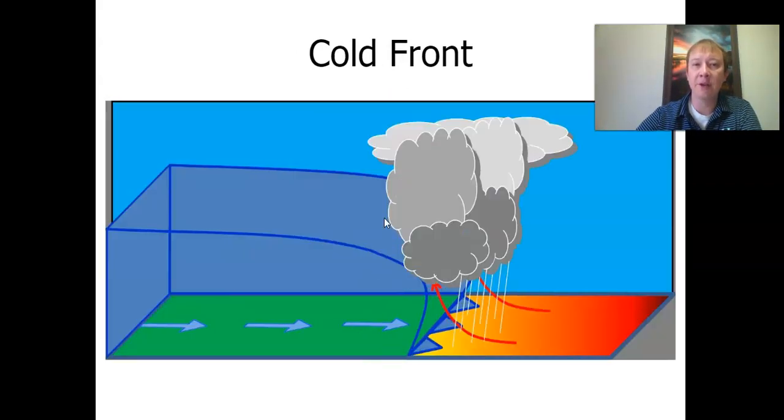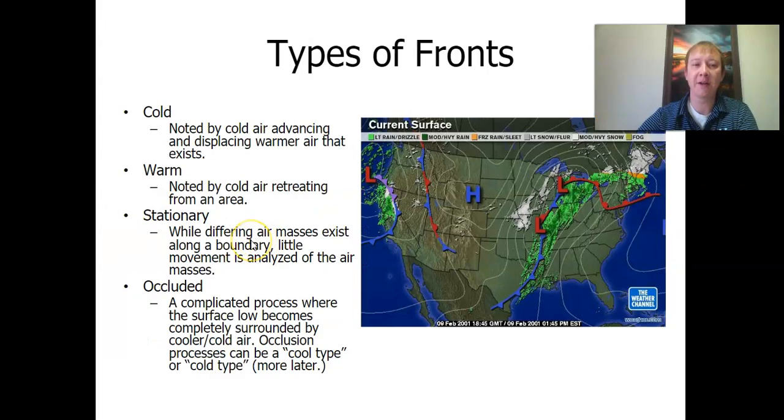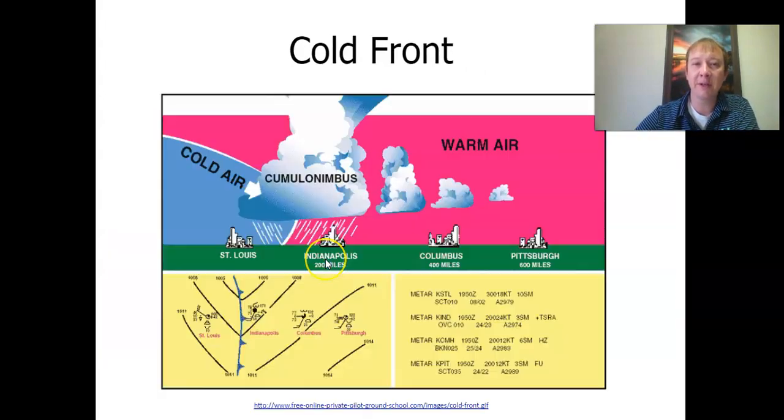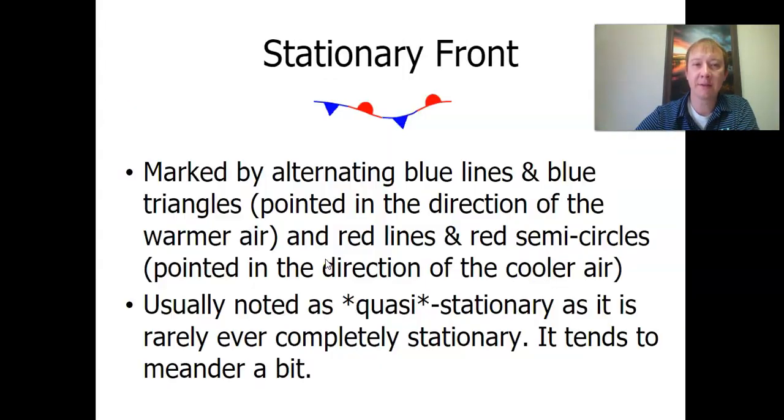Okay. So the next front we're going to talk about today is a stationary front. A stationary front is basically different air masses just smashing into each other and then not really moving. So with a stationary front, what we see is alternating blue triangles and red semicircles. That indicates equal direction, so it's really not moving. They're just pushing into each other.